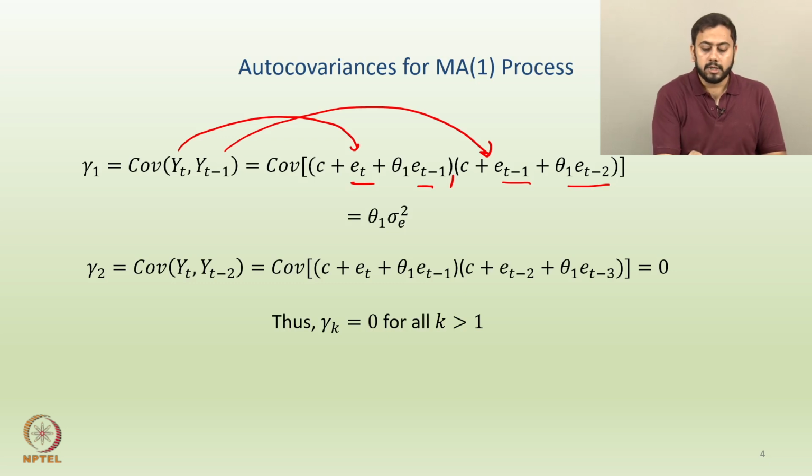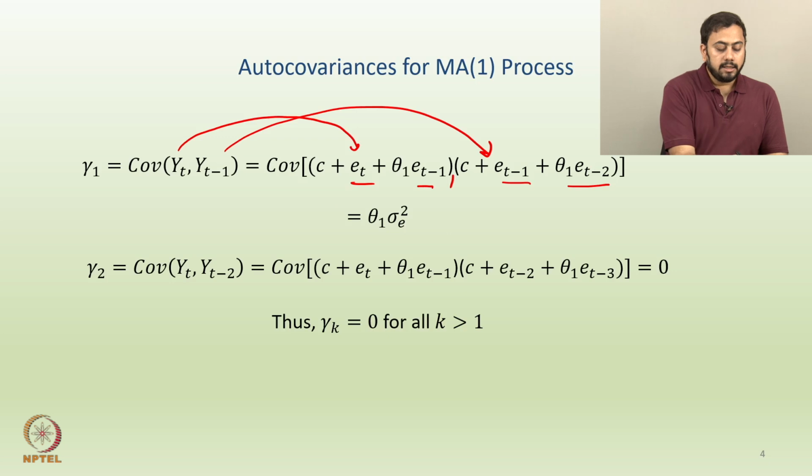So essentially you only have to focus on subscripts which are the same, for example e_{t-1} and e_{t-1}, and in such situations the covariance reduces to the corresponding variances. So here the overall covariance of this structure becomes theta 1 times sigma squared e, and all the other cross product terms would be zeros.